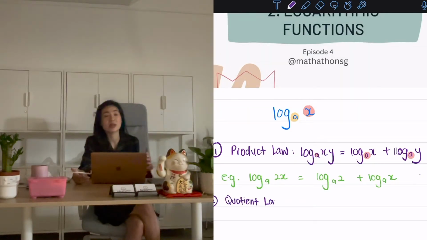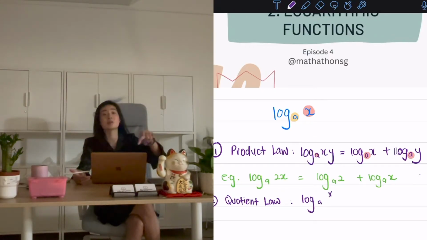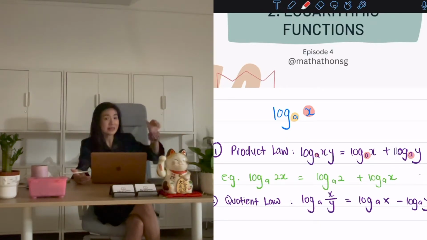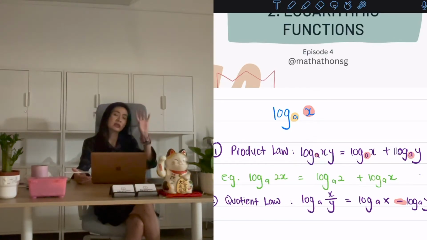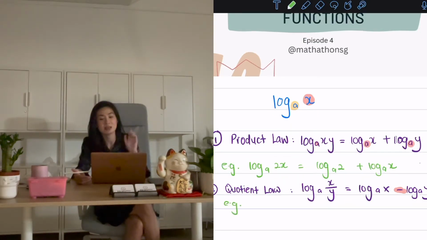Okay, next we have the quotient law. The quotient law is very similar to the product law. Of course, in the function you should be expecting a division. So we have log a of x over y. It will be equivalent to log a x minus log a y. So now you can just remember that it is the numerator function that is minusing the denominator function.